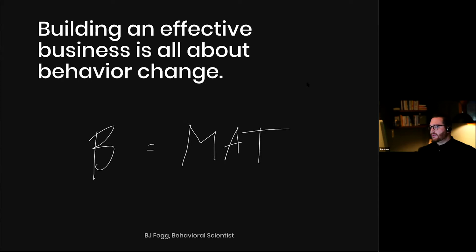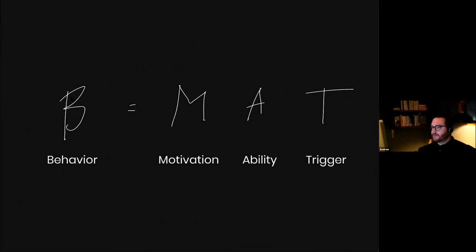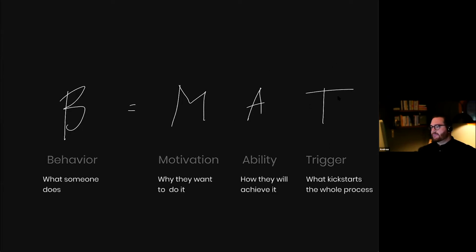And digging into that, BJ Fogg is a behavioral scientist, and you may be familiar with this equation. But to design for a specific behavior, you need a motivation and an ability and a trigger. And really, these need to exist at the same time for that behavior to happen. So from a behavior standpoint, if we abstract that a little bit, it's what someone does. As we think about motivation, that's why they want to do it. If we think about ability, that's how they'll achieve it. And if we think about triggers, that's what kickstarts the whole process.